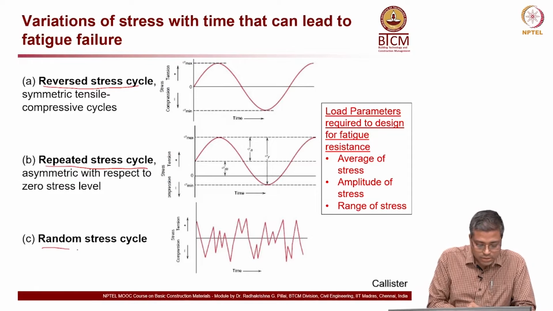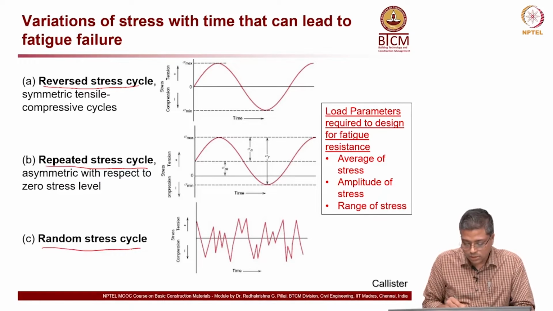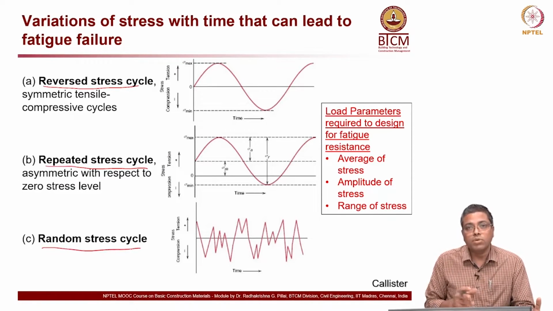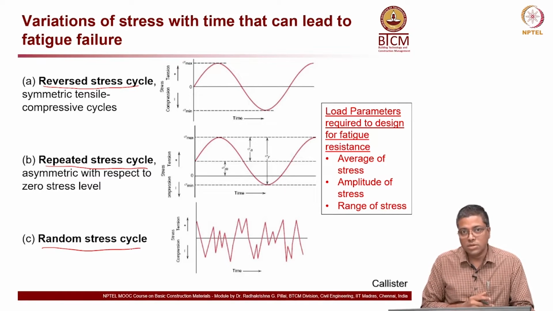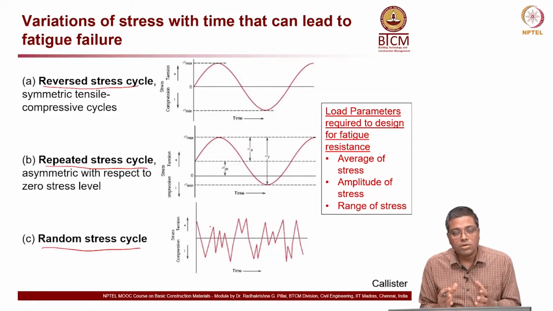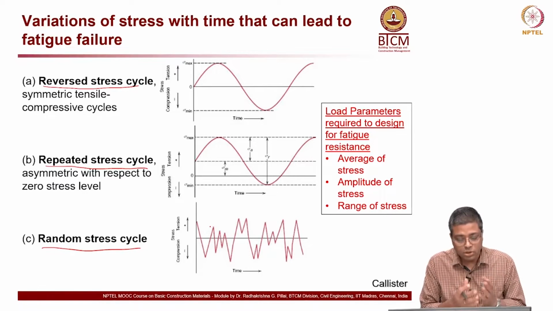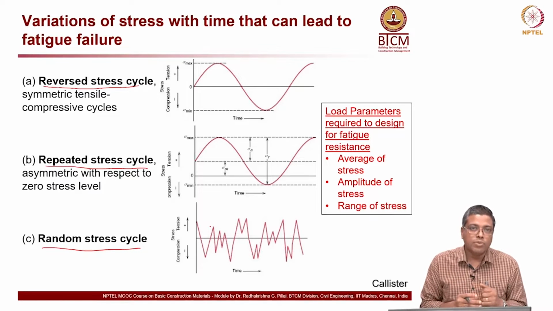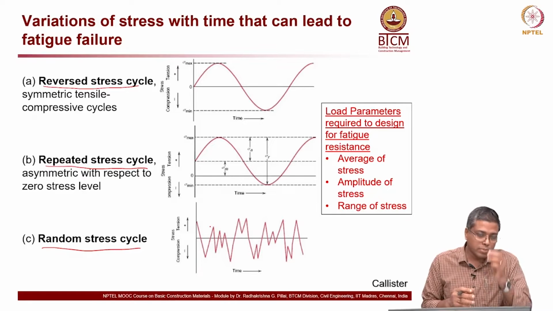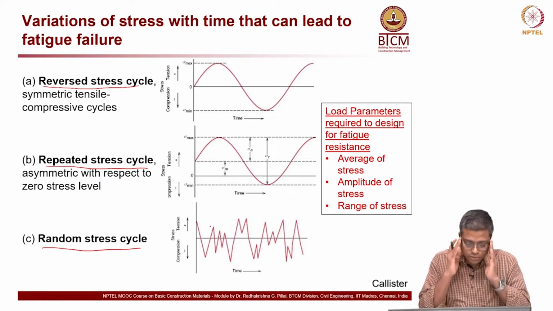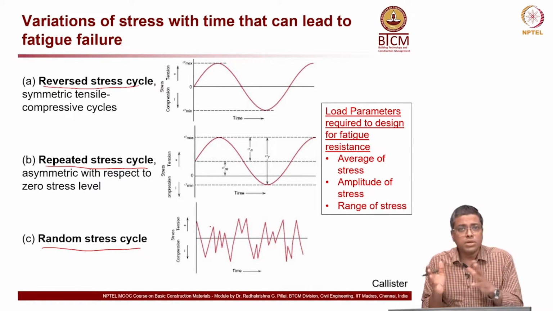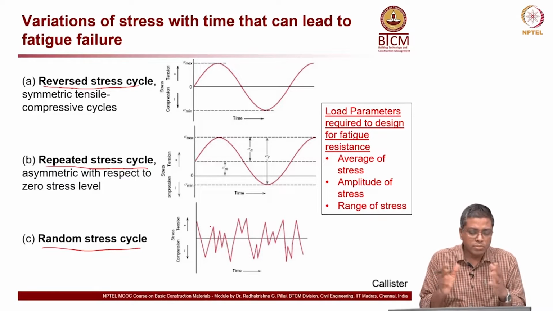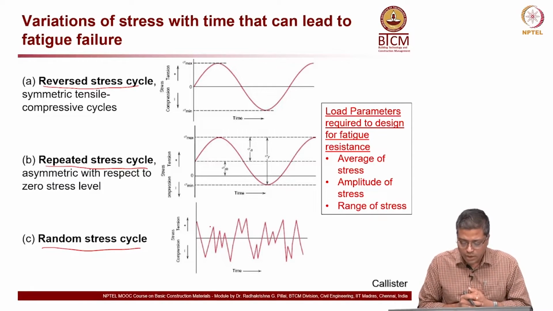And the third case is the random stress cycle, which is probably the most common in civil engineering structures. Okay, because most of our loads are not well defined. If you are talking about a bridge, you cannot really define the actual load coming onto a particular truss element, because that depends on the type of vehicles, the weight of the vehicle, and many factors.